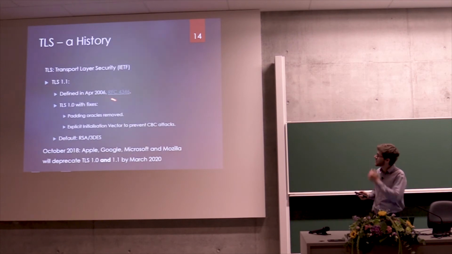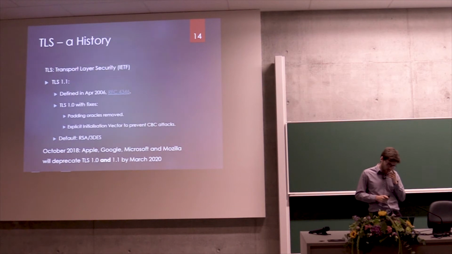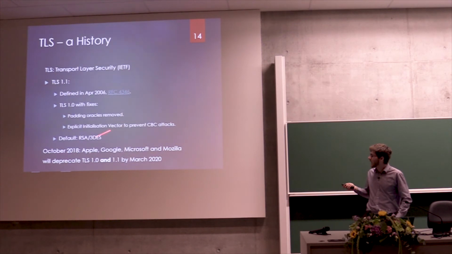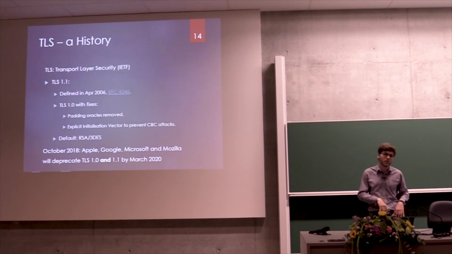Then in 2006, so about 7 years later, we had TLS 1.1. It was TLS 1.0 with fixes, so they removed some padding oracles. They added explicit initialization vectors to prevent attacks on the chaining modes. It moved on to RSA for signatures, but still triple DES. And so in 2018, in October, Apple, Google, Microsoft, and Mozilla announced that their browsers will no longer support 1.0 and 1.1 by March 2020.